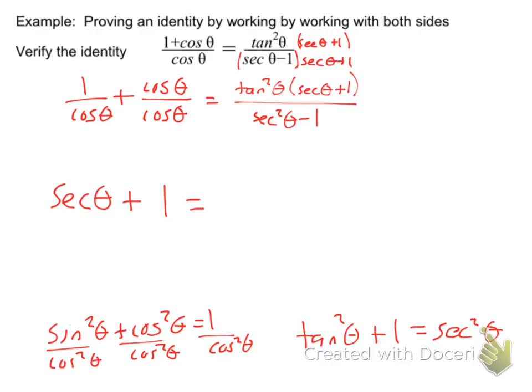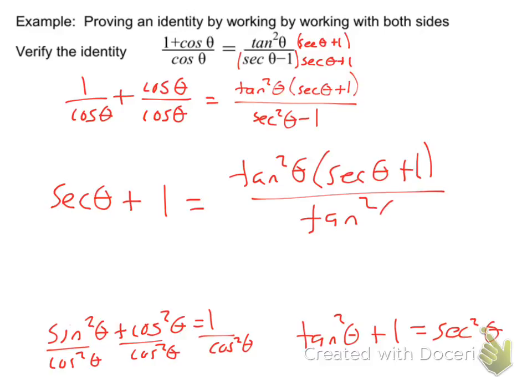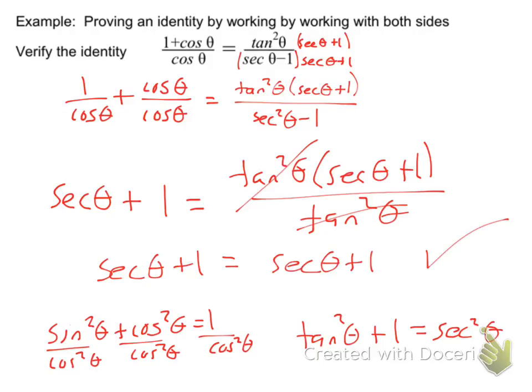Can I rearrange that to say secant squared minus 1? And what would it equal? Tangent squared. So guess what? Tangent squared theta times secant theta plus 1 all over tangent squared theta. What happens with the tangent squareds? They cancel. Secant theta plus 1 is equal to secant theta plus 1. Check. Done. You now have enough information to do the first 2 worksheets.